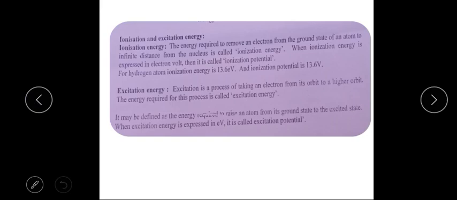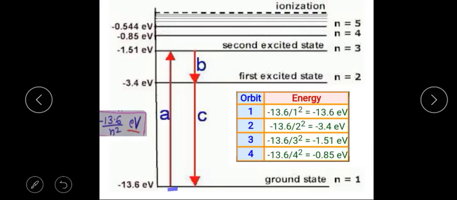So what have we said here? The excited state. Excitation means it is the process of taking an electron from its orbit to a higher orbit, as we have discussed now. It goes from the ground state to higher orbits, right? The minimum energy required to raise the atom from its ground state to the excited state is called the excitation energy, right? So if an electron goes from n is equal to 1 to n is equal to 3 state by taking some energy, that energy is called what?